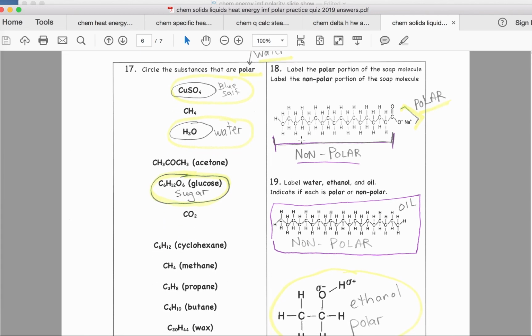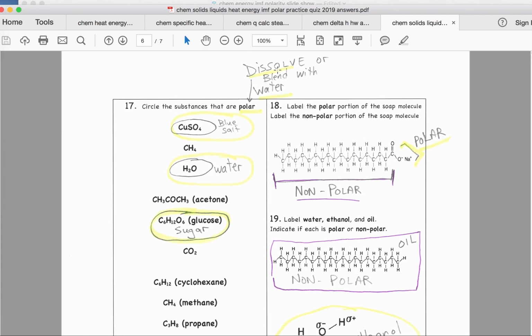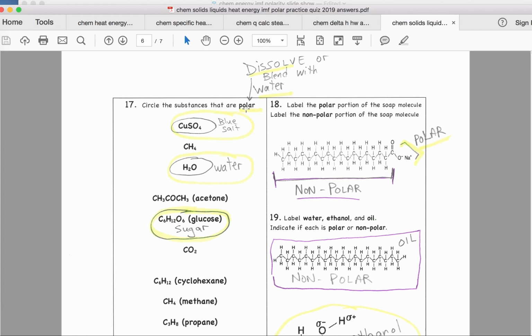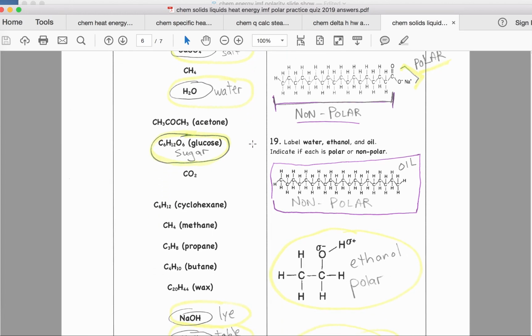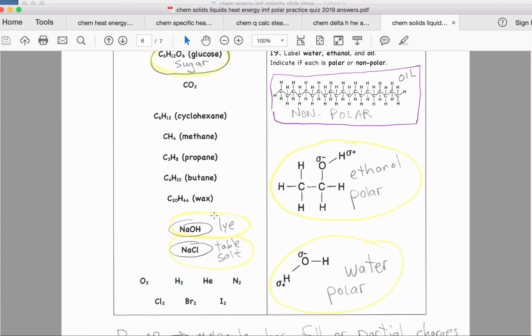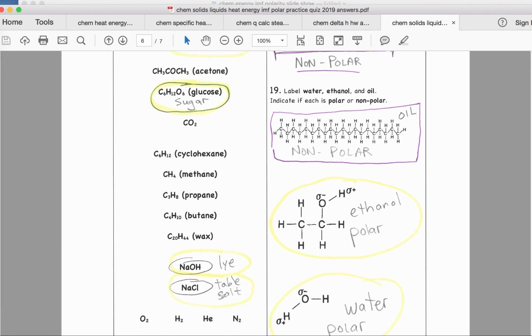So question 17 here. Which blends with water? That's what polar means. The salt blended with water. Obviously, water blends with water. Sugar can dissolve or blend or mix well with water. Our sodium hydroxide, our lye, our sodium chloride, our table salt, those blend well with water. These don't. These gases bubble up right out of water. The wax separates. The oils, the fuel oils, the gasolines.